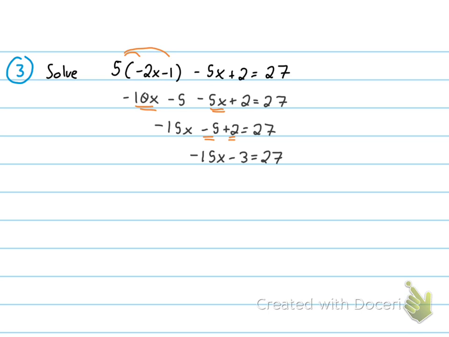Since I need to move that 3 over to the other side of the equal sign, I'm going to add 3 on both sides to do the opposite. Those will cancel. I'm left with -15x equals 30. Last step, I'm going to divide both sides by -15, and I'm left with x equals -2.